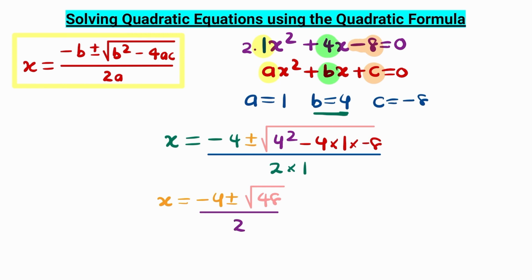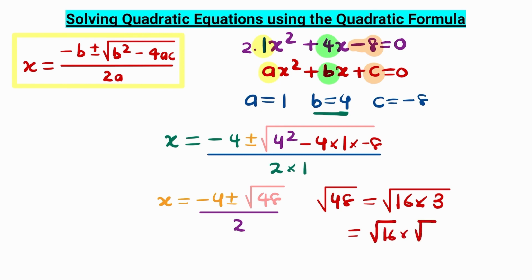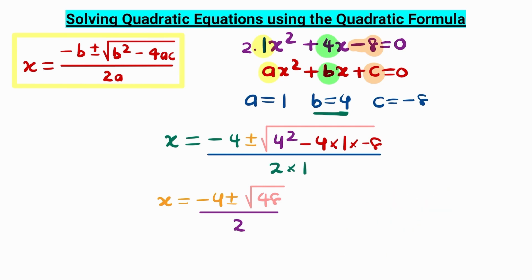Now let's see if we can simplify the square root here further. Here we can rewrite the square root of 48 as square root of 16 times 3. Now we can separate them into two square roots. Square root of 16 multiplied by the square root of 3. We can take the square root of 16. Because what is the square root of 16? It is 4. And we can't take the square root of 3. So we just keep it as square root of 3 like this. Now we can simplify this equation even further. Minus 4 plus or minus 4 root 3 over 2.